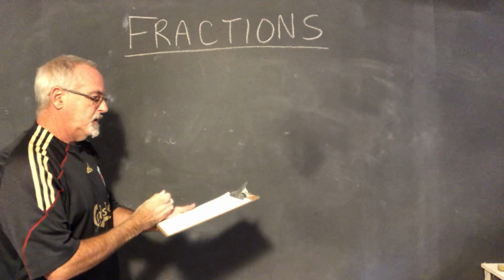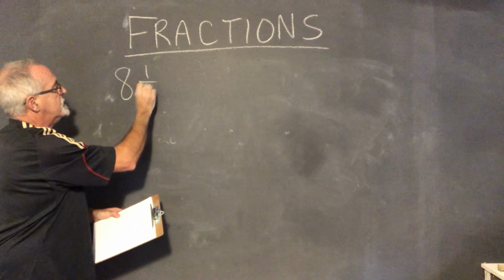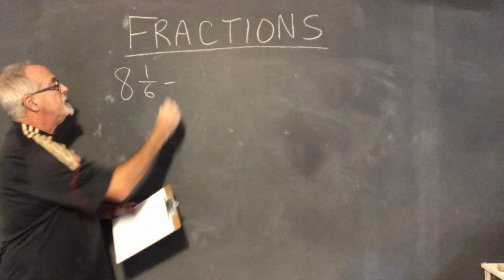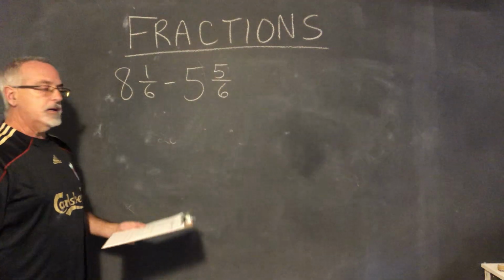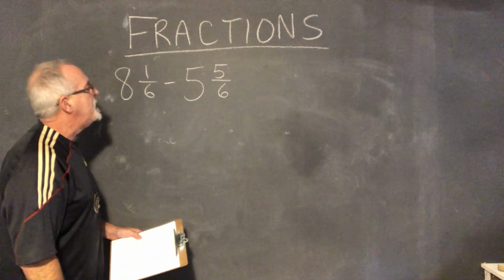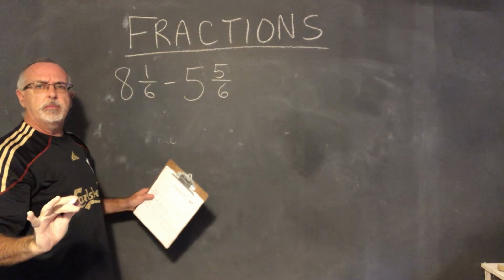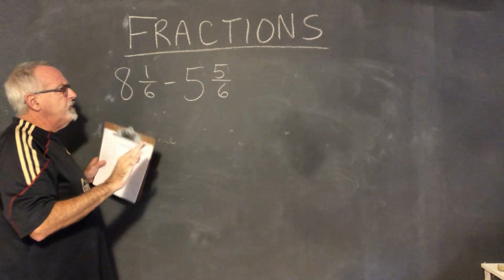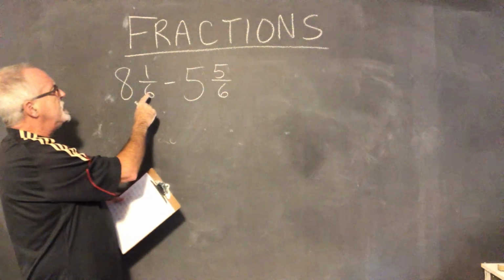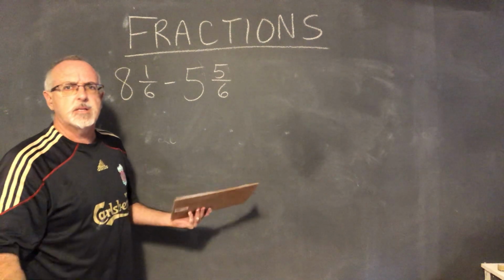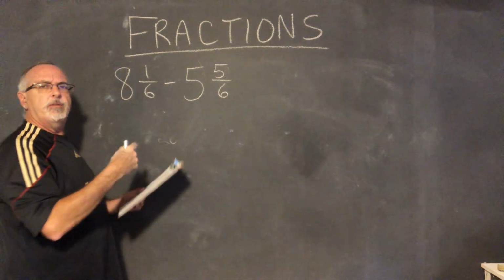More chalk. How about 8 1/6 minus 5 5/6? There it is again, Doug's favorite denominator, sixths. They're already over a common denominator, so that part's easy this time. I can go right ahead and subtract. 8 minus 5 is equal to 3, but wait, 1/6 minus 5/6. Whoa, that's not what I want to do.